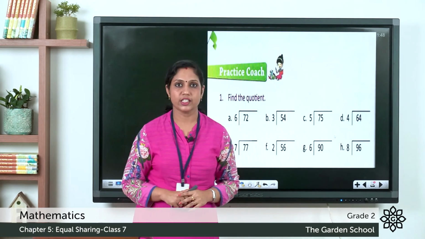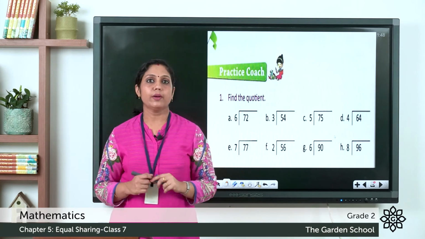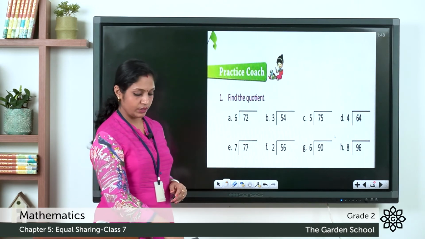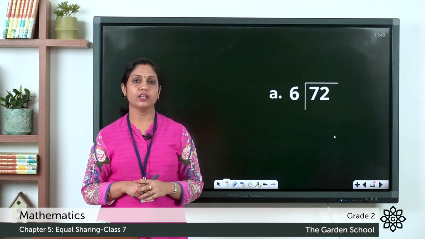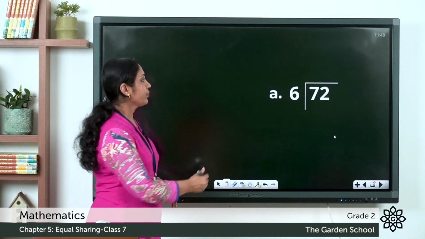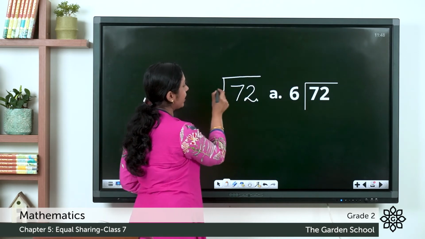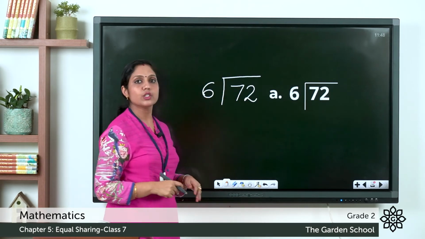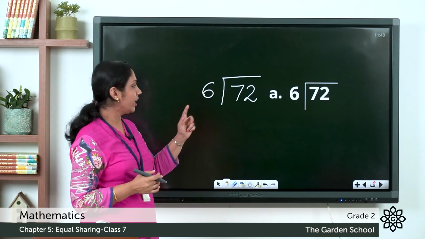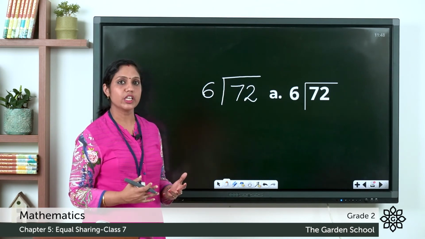So in your text, page number 72, you have the practice coach. So now let's check. A, 72 divided by 6. So for doing this, 72 inside and 6 outside. So which table do we have to check? The table of 6. So 6 ones are 6, 6 twos are 12.